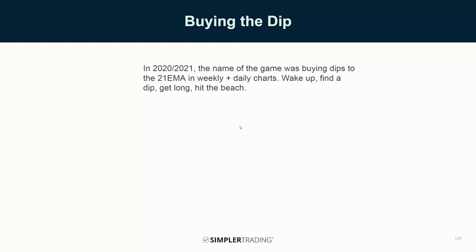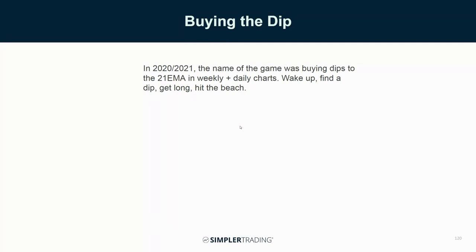My other bullish trade, buying the dip. So show of hands, guys, who was enjoying the heck out of buying the dip back in 2020, 2021? Good times, right? That was kind of the name of the game. Buy dips in the weekly charts, buy dips in the daily charts, right? We'd wake up, we ran our scans. Wasn't too tough to find an uptrend because everything's in an uptrend. You buy a dip, you get long, you hit the beach.